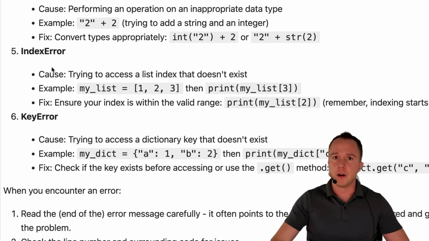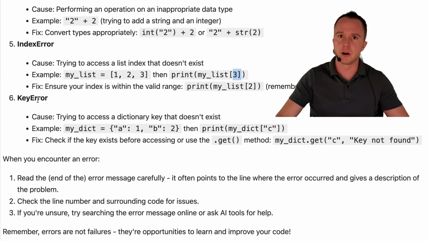There are index errors when you try to access an index that isn't part of a list. Here you have my list 1, 2, 3. You have the indices 0, 1, and 2. If you then try to print my list of 3, that will give you an index error. Lastly, there are key errors that we already saw in the dictionary section. If you have a dictionary and you try to access a key that isn't there, that will give you an error message.